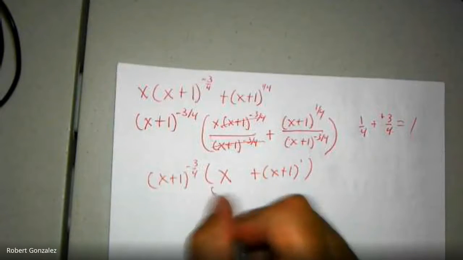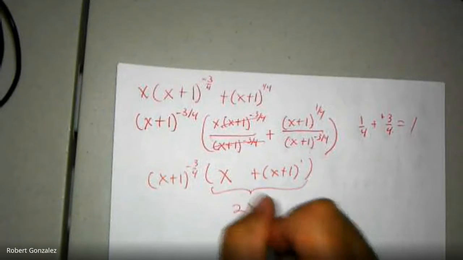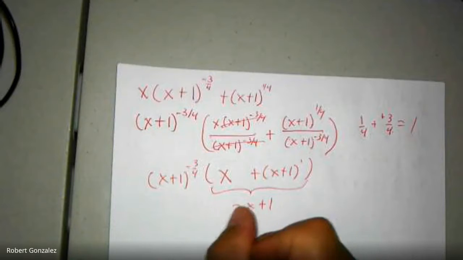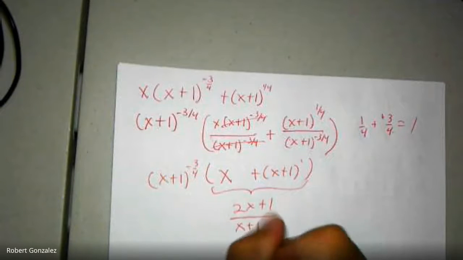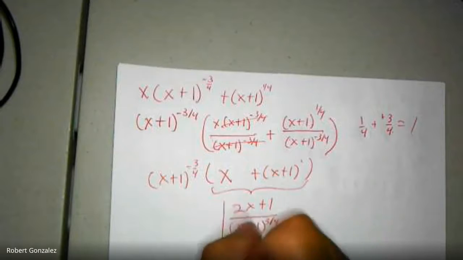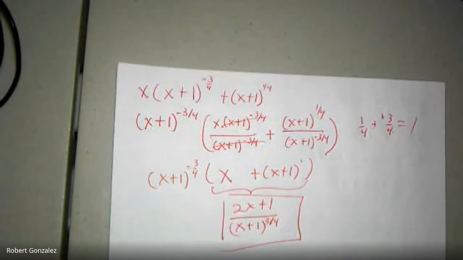Now let's simplify the inside. We get 2x plus 1. And this negative exponent just means it goes on the bottom. X plus 1 to the 3/4. And this is all they want for the answer. Okay? That's it.